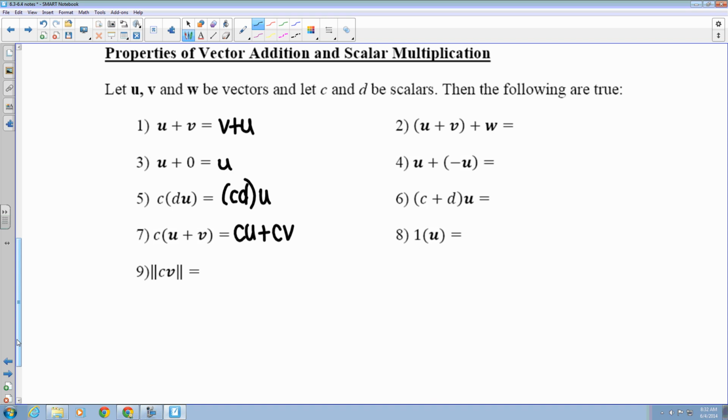And the magnitude of cv, where c is a constant, you can just find the absolute value of c and multiply by the magnitude of our vector v. The associative property holds. Inverse property holds, so this is 0. And we can distribute this as well. If we have a vector out front, we can still distribute. And this is the identity, where 1 times u is still u.